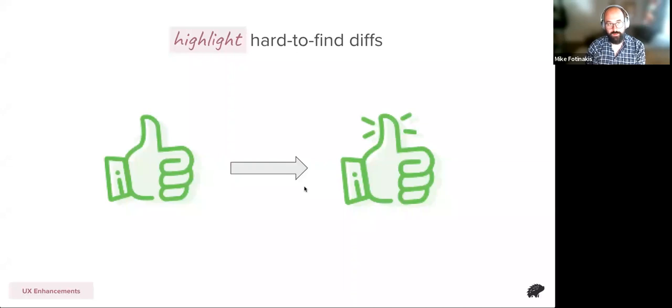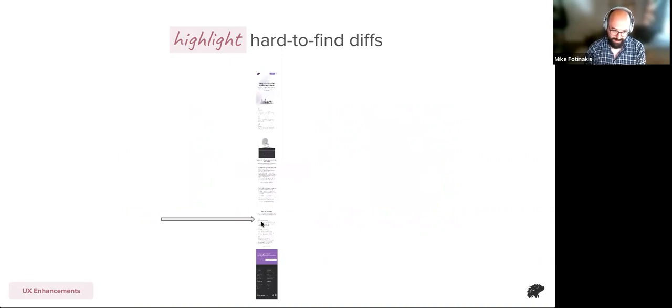So one of the things we wanted to make better was highlighting hard to find diffs. For example, let's say you change this icon and it added little tick marks around the thumb, and then you push your pages up to Percy and want to review a diff. Well, this icon might be buried somewhere deep in a long page down here. And in the first generation differ, you would have to hunt for these small pixel changes.